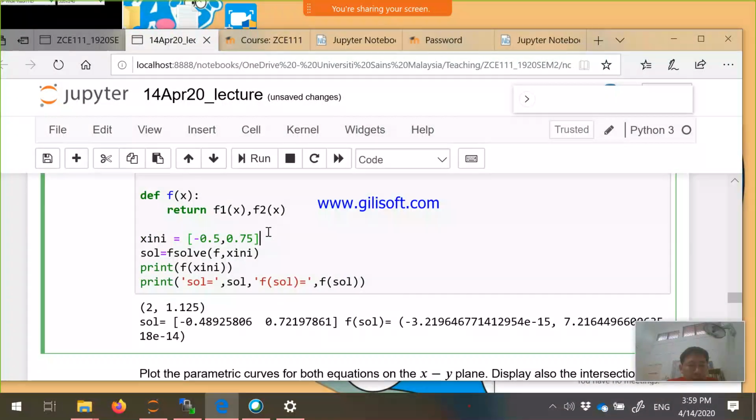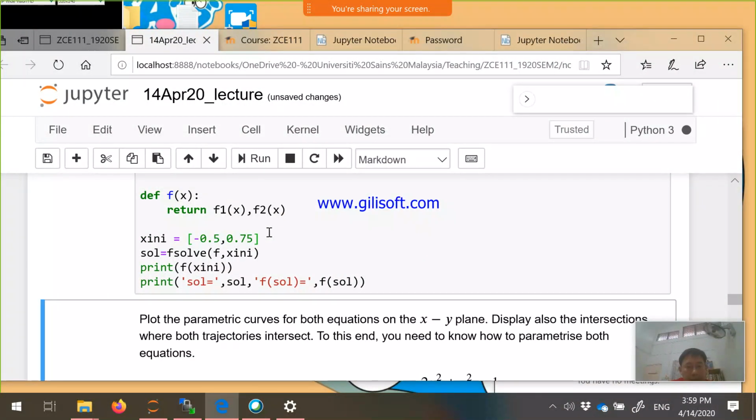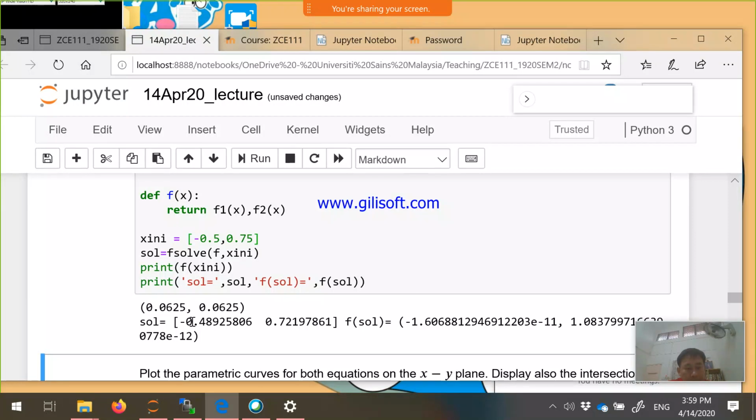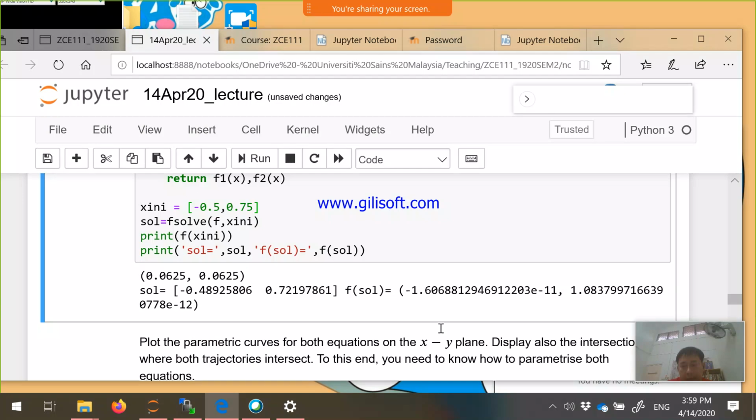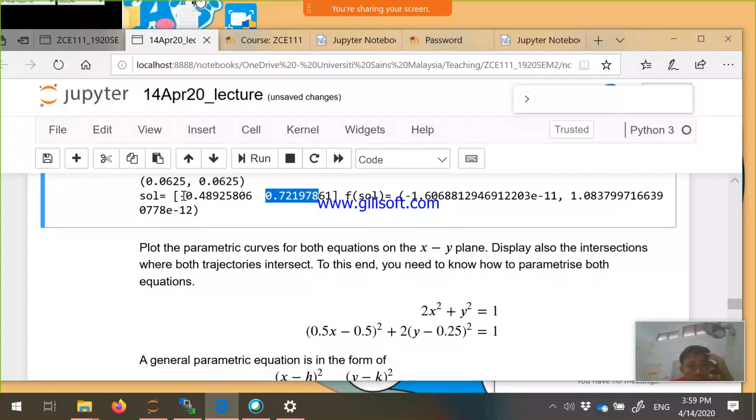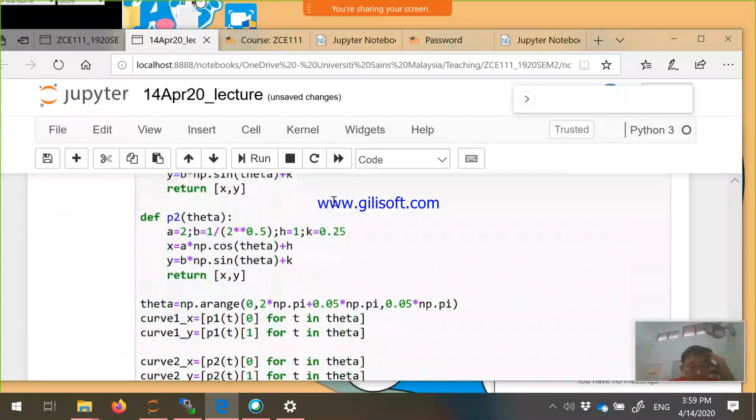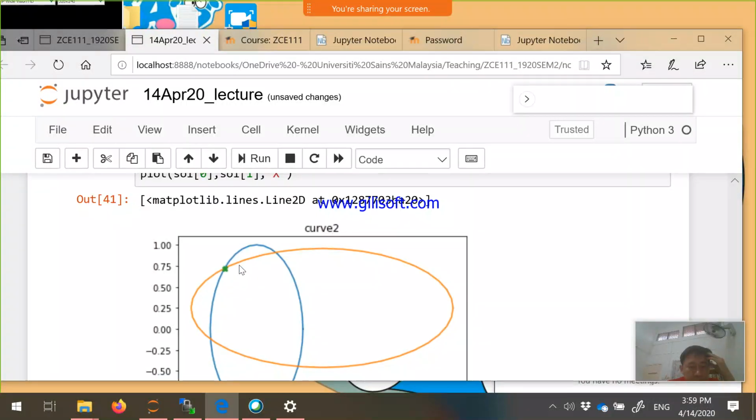So I define this and print it. Yeah, so the solution is this and this. And indeed, I checked that when I place the solution into the functions f1, f2, I got a 0. So that means the intersect is located at 0.48 and 0.72. So that solution refers to the intersect at this point. Okay, so this is the coordinate.